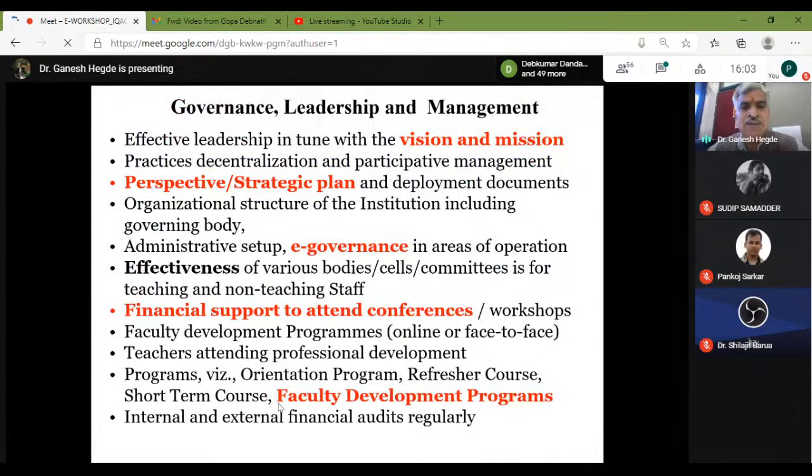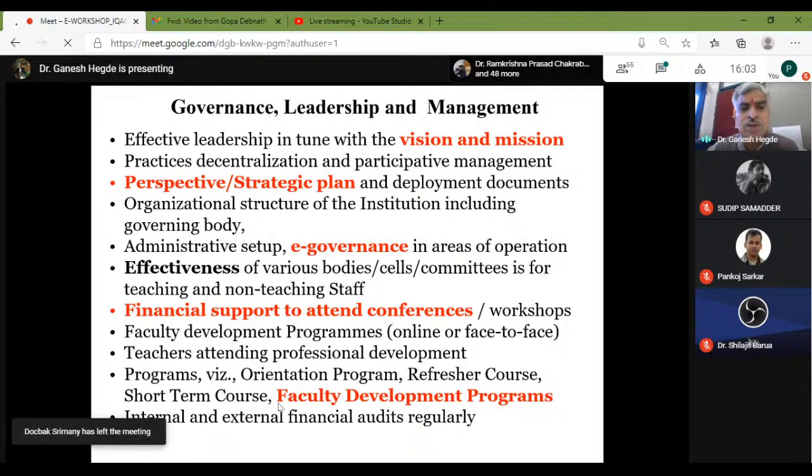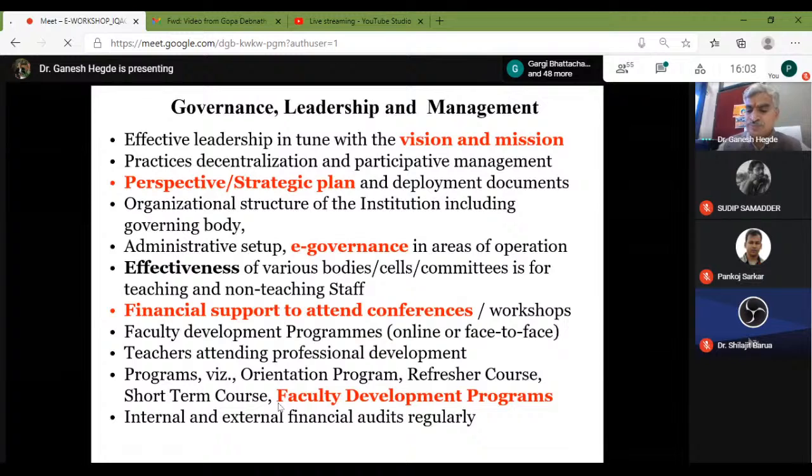A perspective plan and a strategic plan are more important. What do you mean by a perspective plan? For the next 2 years, what should be the things? Suppose you ask Dr. Sampa Devnath madam, what do you mean by the perspective? A perspective will be the new accreditation process to be completed within 2 years. What is a strategic plan? A strategic plan is the one wherein the institution would like to become an autonomous college. That is how you can look into it.